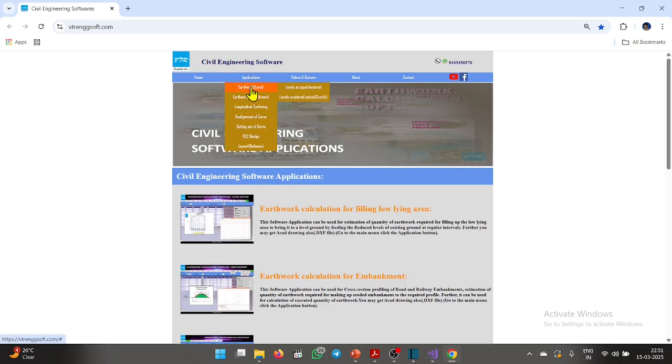In that I am having so many applications: earthwork calculation and longitudinal track profiling and realignment of curve and setting of curve. IRSE design also, simple design and all I made it. And last layout railway, it is only I made so far. At present I'm having only the connection to divergent track and parallel non-parallel tracks. Curved track connection so far I have not included. Shortly I will include that also. So we'll go to this one.